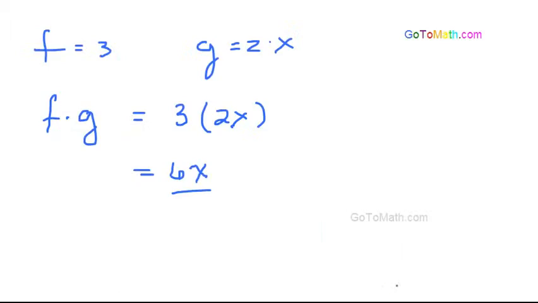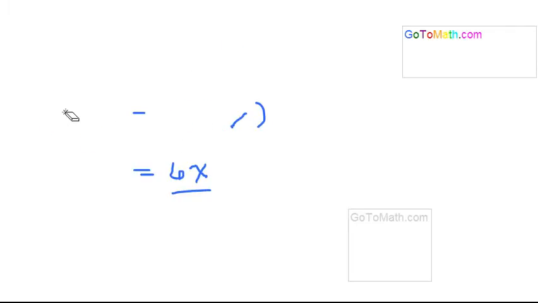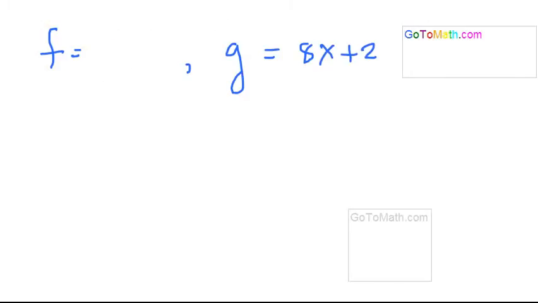Alright. And of course I forgot to erase the last problem. We'll get that taken care of. So f is equal to, once again, just a constant 3, and then g is equal to 8x plus 2. Actually, I was looking at the last problem on my paper. That's a 6. Alright, and it's asked to find f times g.